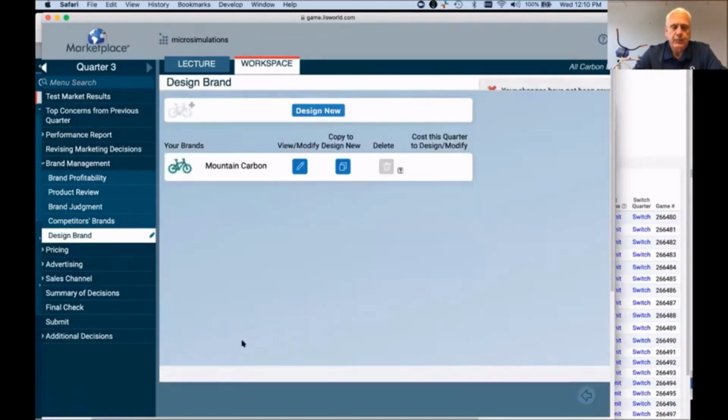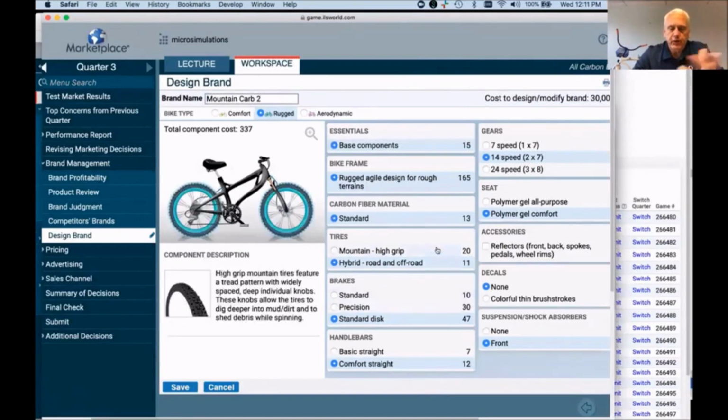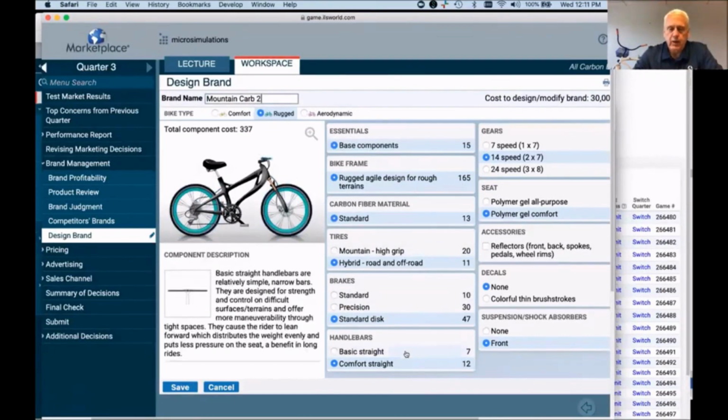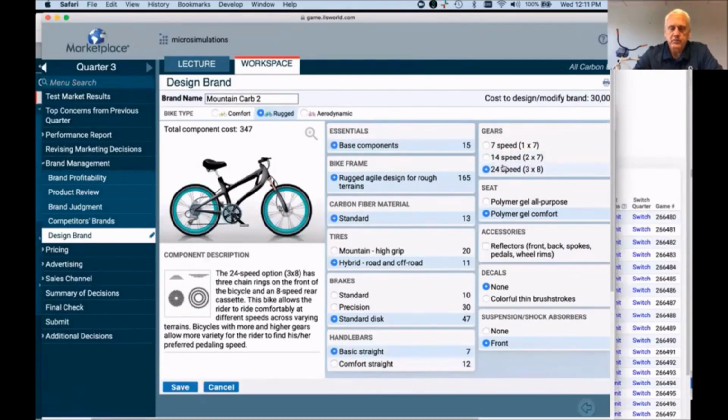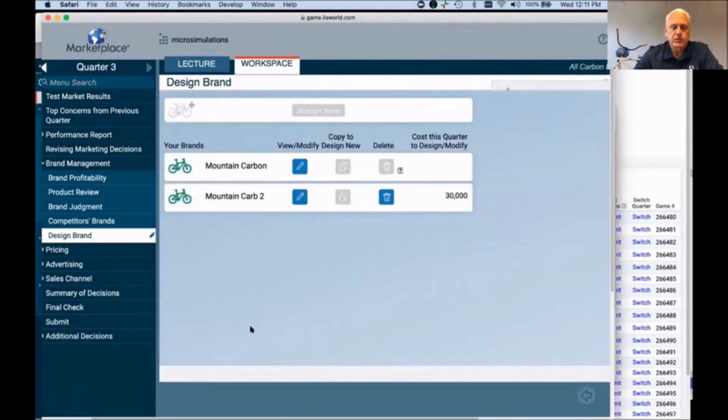Actually, I'm going to back up. There's a feature here that I could use, which is copy design to new one. So I have the Mountain Carbon, and I'm going to start with what I had before. I have to rename it, so it's going to be the Mountain Carb 2. These are all the features that I had in the original bike. I'm going to change, maybe go to a basic straight, and I'm going to add 24 gears. So this will be my new design. Okay, and we'll see how I do.